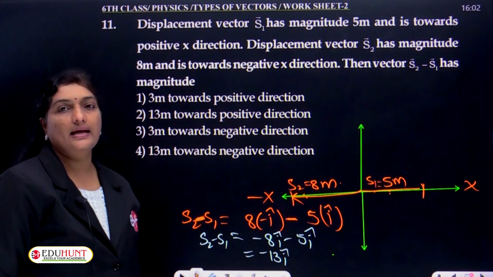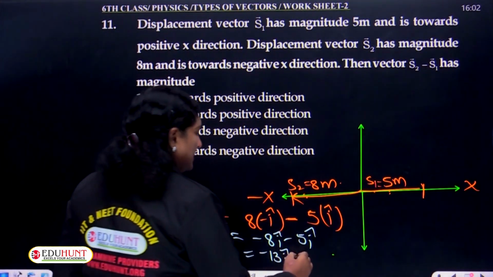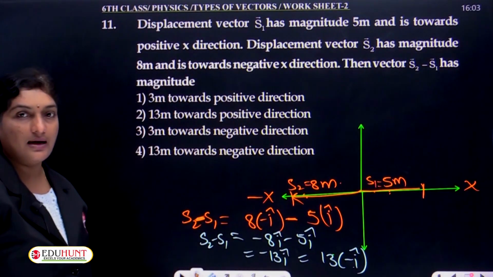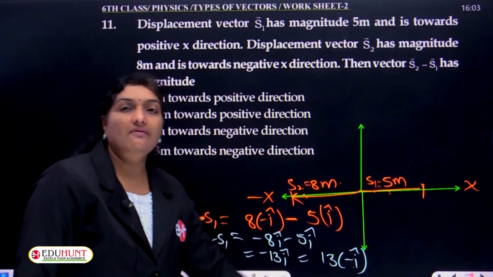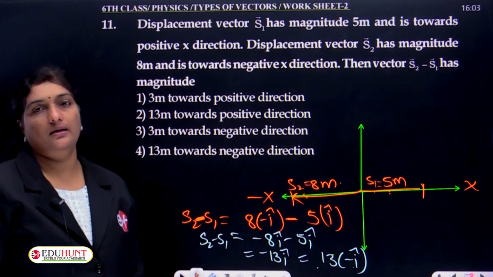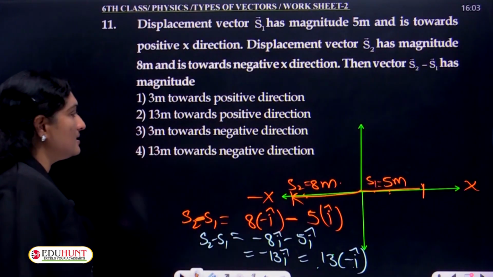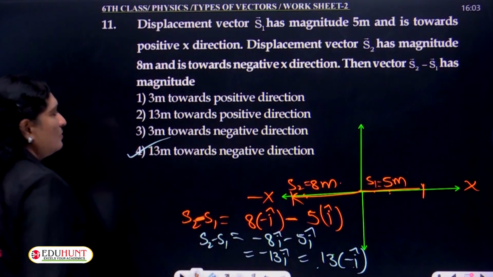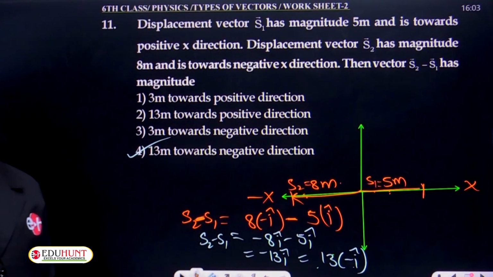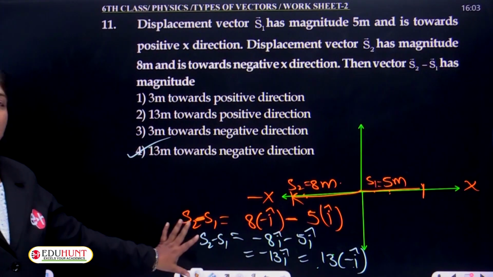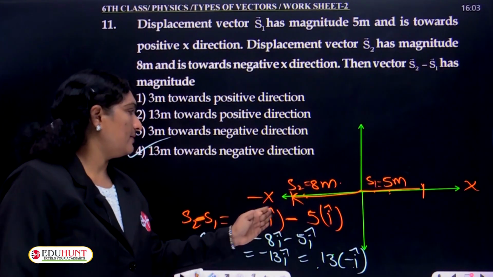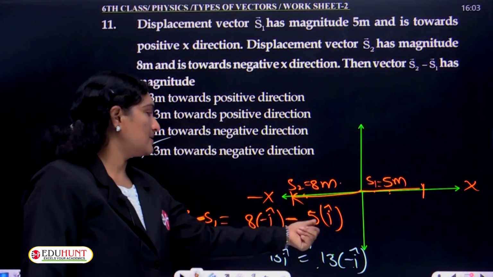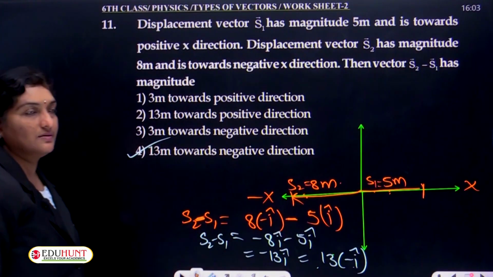What does minus 13 I cap indicate? It can also be written as 13 times minus I cap. So this indicates that the vector is along the negative x-axis and its magnitude is 13 meters. So 13 meters towards negative direction. So where is the correct option? 13 meters towards negative direction. So the fourth option must be true. I hope everything is clear. Magnitude and direction. S2 minus S1: subtract S1 from S2 and then you will be getting this value.